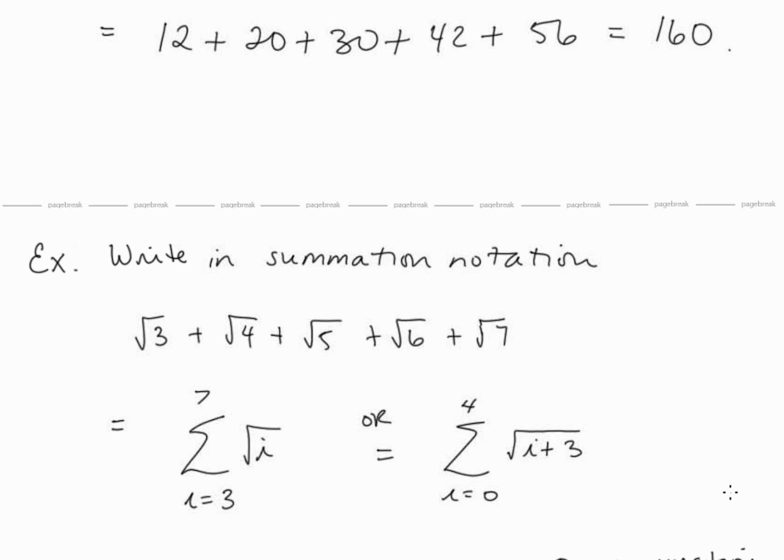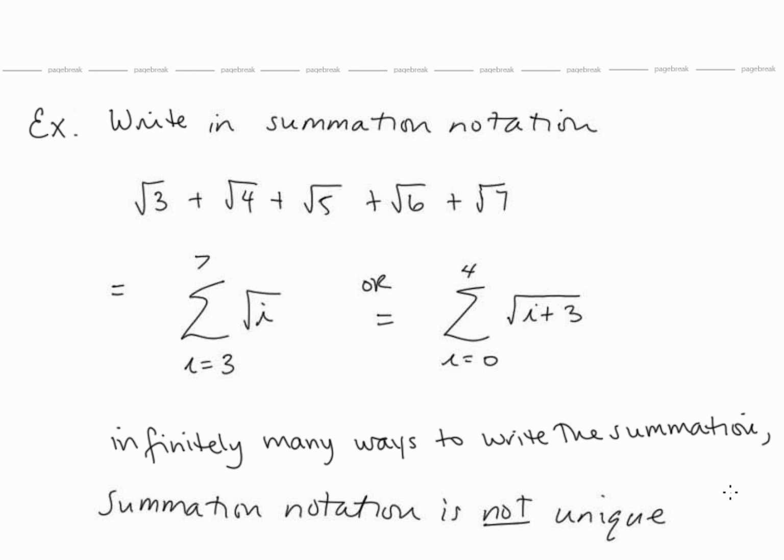Let's take a look at another. Write in summation notation. So we're given radical 3 plus radical 4 plus radical 5 plus radical 6 plus radical 7, and we're asked to write this in summation notation. Now, the easiest thing to do would be to let i equals 3 here, and this way it goes up to 4, to 5, to 6, to 7, and so i goes from 3 to 7.